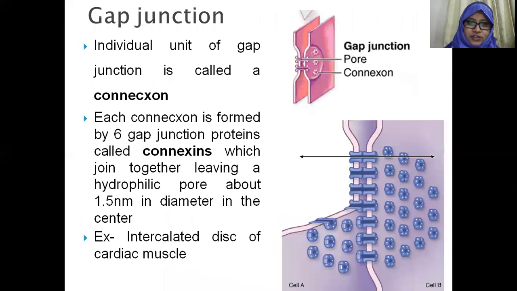Now, gap junction. An individual unit of gap junction is called a connexon. Each connexon is formed by 6 gap junction proteins called connexins, which join together leaving a hydrophilic pore about 1.5 nanometer in diameter in the center.